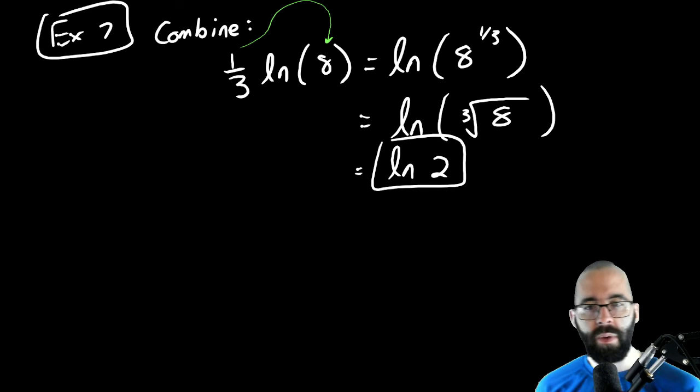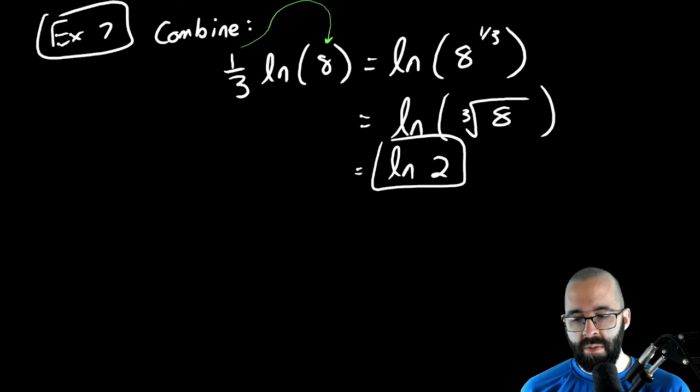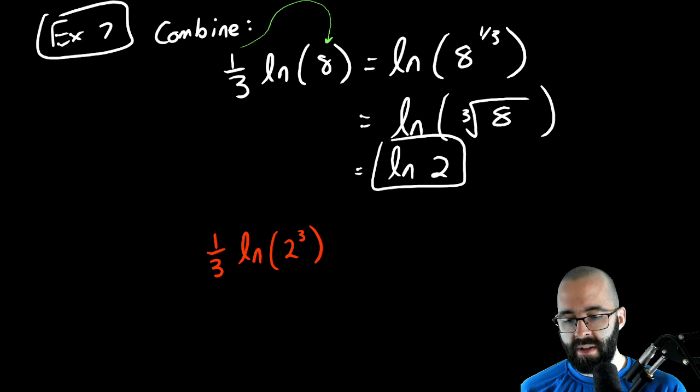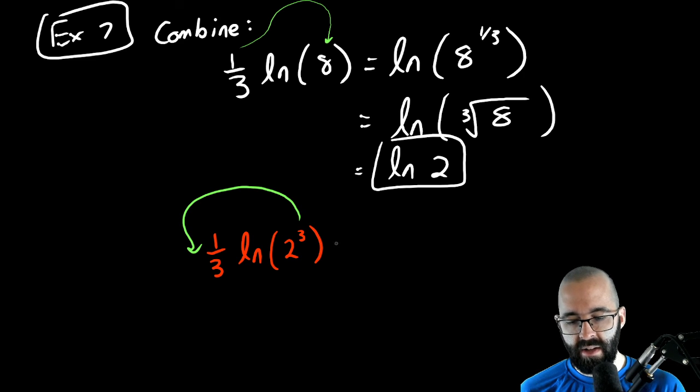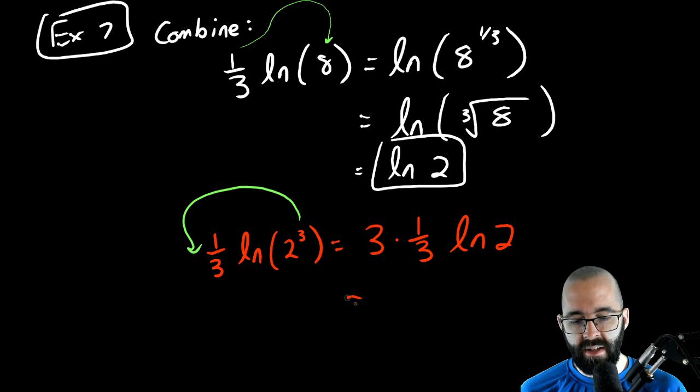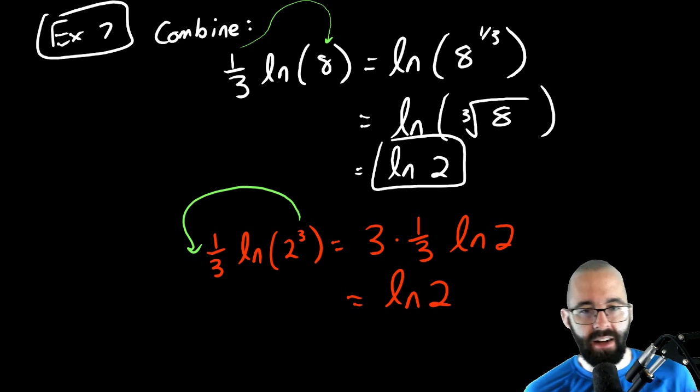And again, there was another way of doing this problem as well. I don't recommend doing this red way, but you could also have said this is 1/3 times the natural log of 2 cubed, and then use the power rule in this fashion. This becomes 3 times 1/3 ln of 2. 3 times a third is just 1. So another way of looking at a lot of these.